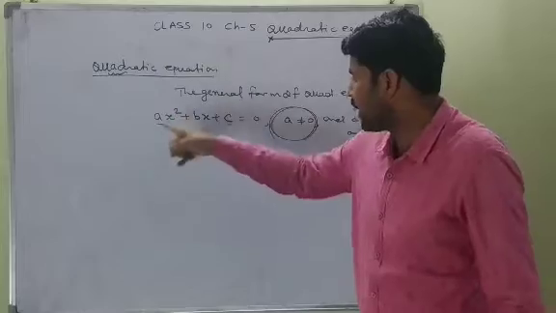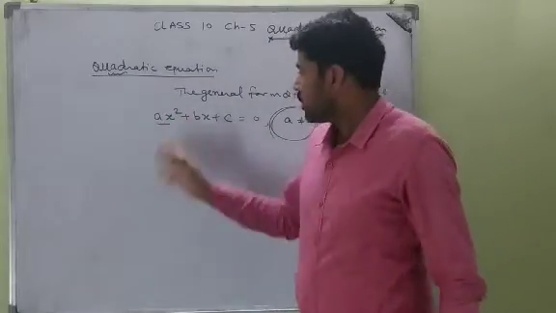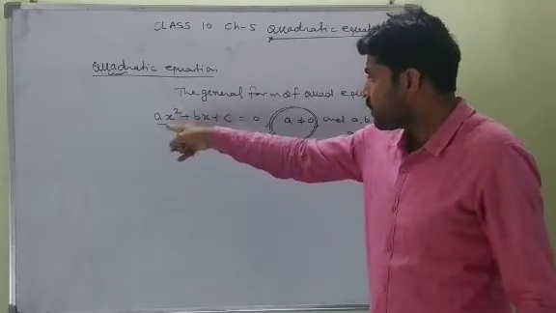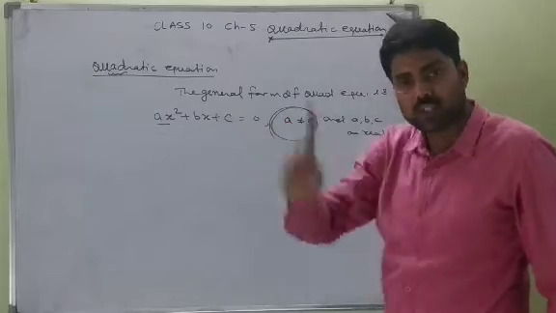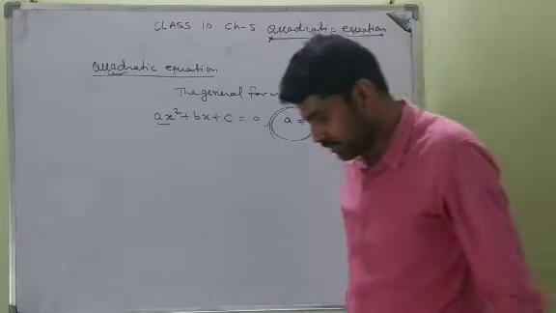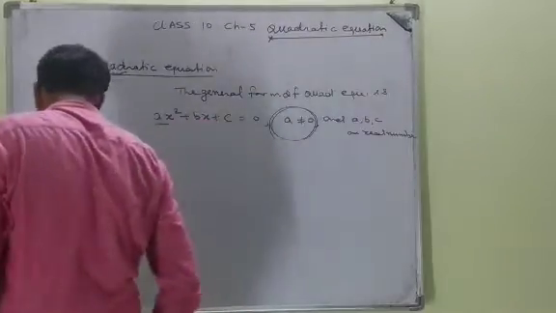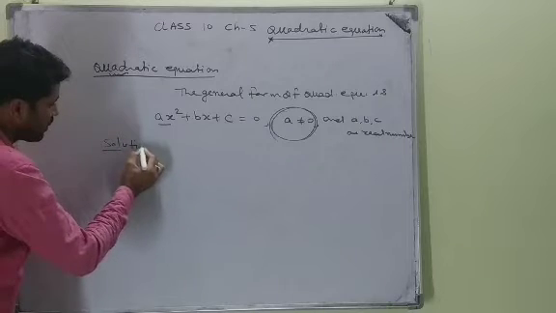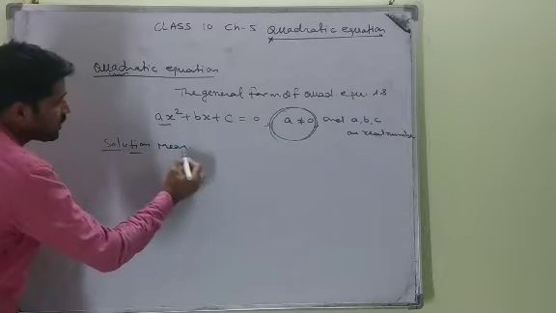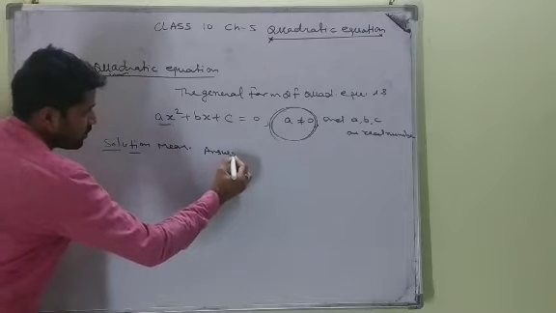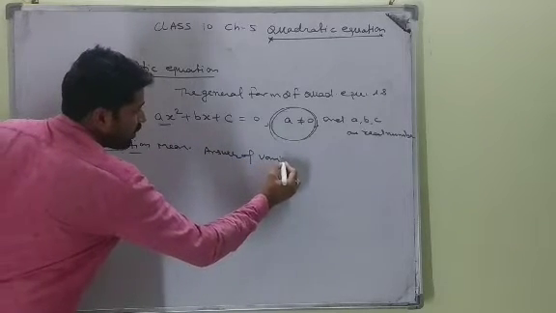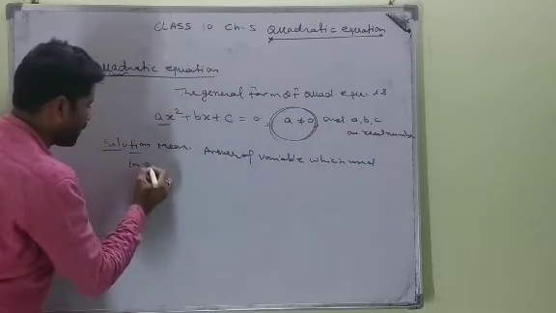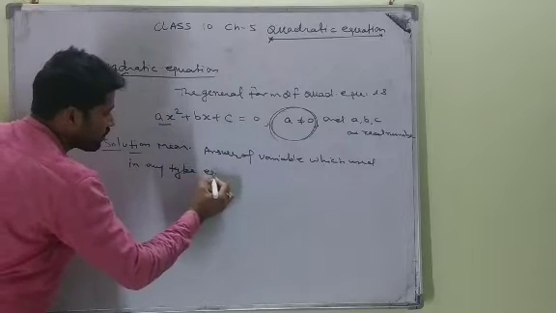These values will satisfy the equation. What is the meaning of satisfy? Suppose we got 2 or 3 in any quadratic equation. When we put 2 or 3 in the given quadratic equation, it must be equal to the right hand side. It means they satisfy the equation, so these are the solution. What is the solution? Solution means the value of the variable which is used in any type of equation.